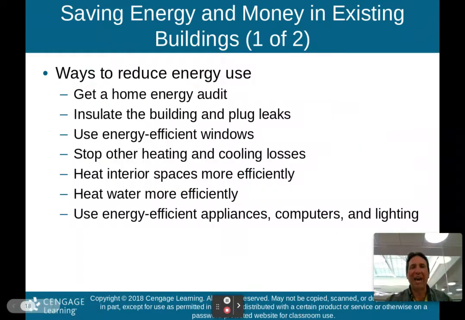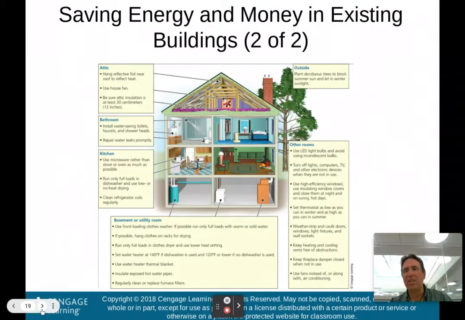So, ways to reduce energy use in buildings. You want to first get a home energy audit to see where you are losing energy, where you're gaining energy. Again, insulate the building and plug those leaks. You want to use energy efficient windows. Stop other heating and cooling losses, and you can do that by using energy efficient windows and insulating the building, right? Heat interior spaces more efficiently. You want to heat water more efficiently, and you want to use energy efficient appliances, computers, and lighting in your buildings. So here again, just some things that you could potentially do around your home, right?